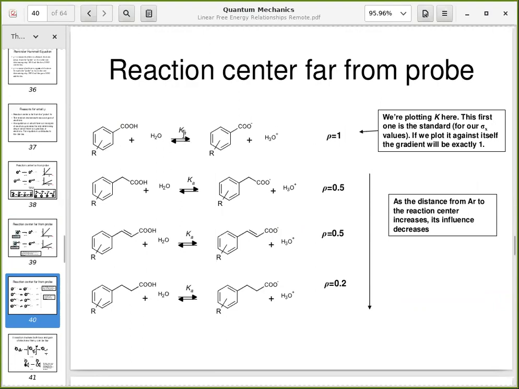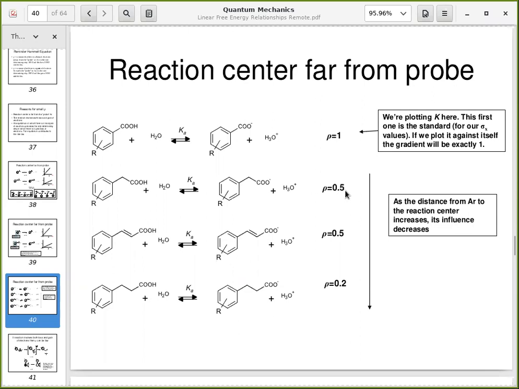At the top here, can you see this is our reference reaction? This is the benzoic acid, substituted benzoic acids plus water, and that's acid dissociation forming H3O+. So if you take this and you plot it against the reference reaction, you're plotting it against itself. So the gradient must be exactly 1. Right, so let's have a look now and see what happens if we introduce a CH2 in front. And you'll see that the reaction constant drops to half.